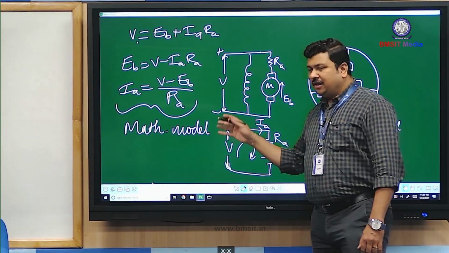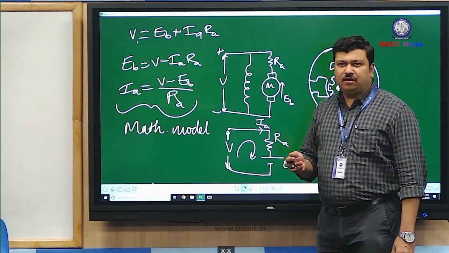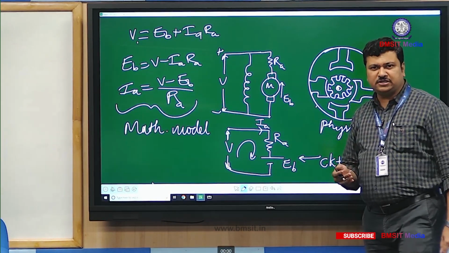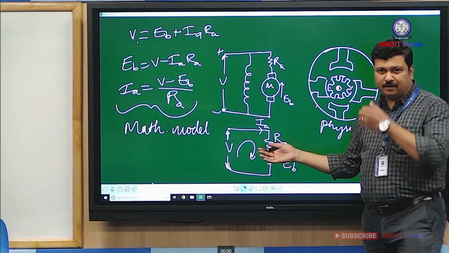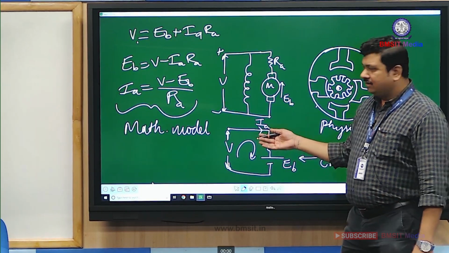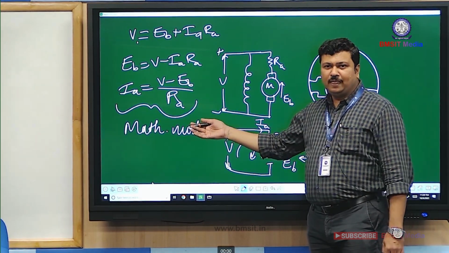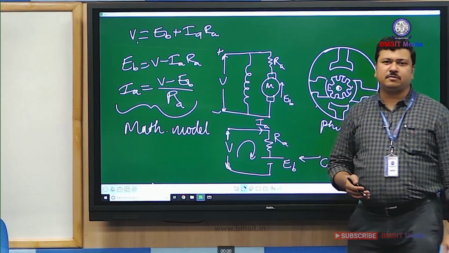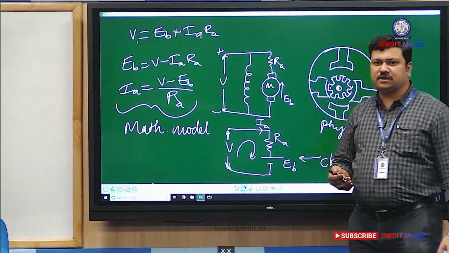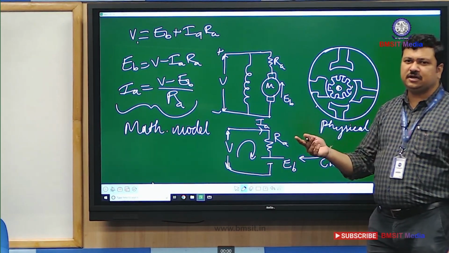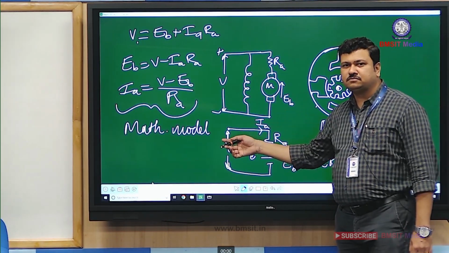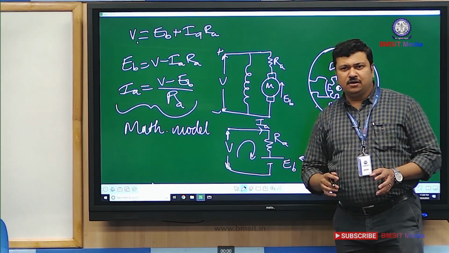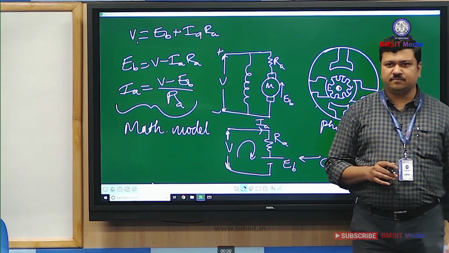When I write down the equations, KVL or KCL equations, current equations or voltage equations for the given electrical circuit, that will give me the mathematical model. And through the mathematical model, I want to study the transient and steady state response of the system. So this is what we are doing in transient and initial conditions.